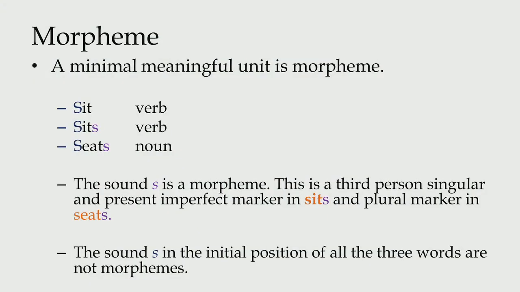However, the sound at the final position in the verb sits and in the noun seats, these 2 sounds have got their meanings. These 2 sounds mean something. What do they mean? They mean the following. In the word sits, which is a verb, the final sound indicates that it's a 3rd person singular and present imperfect marker.